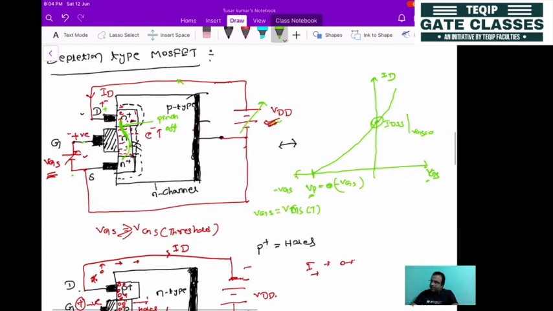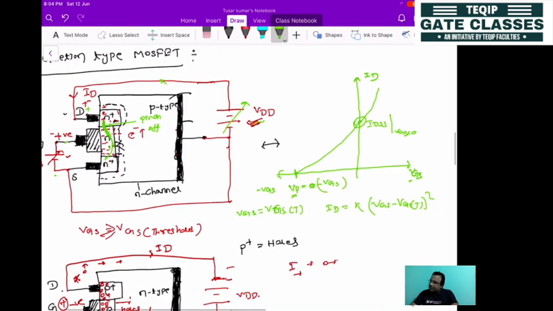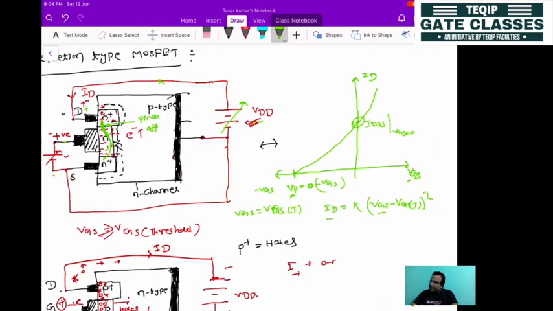Actually, how is it following? It follows Shockley's equation. How is it expressed? ID equal to some constant K into (VGS minus VGST, that is the threshold) squared. If you plot the variation of VGS and ID, it will come like a parabola.